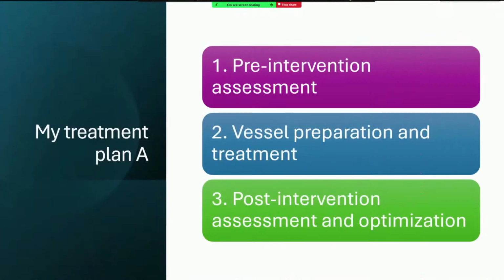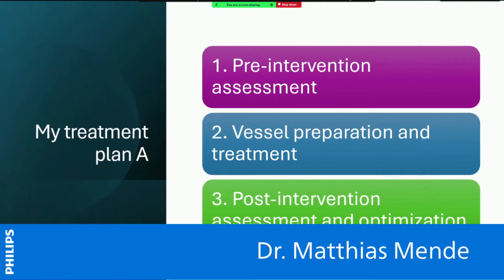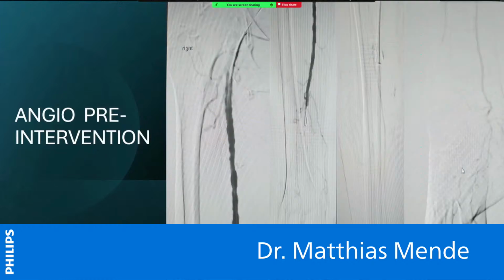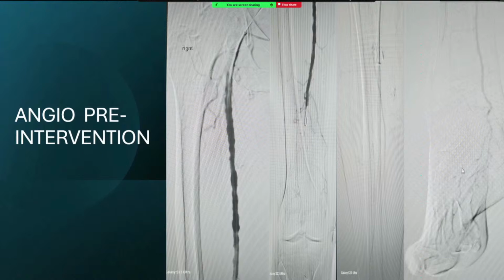Next slide, please. So my idea was a pre-intervention assessment because it was a re-occlusion, vessel preparation and treatment, and a post-intervention assessment and optimization. Next slide. So that's the angio. I had an integrated approach. It's a bit more delicate than the crossover approach, but if I want to work below the knee as well, I prefer the integrated approach.